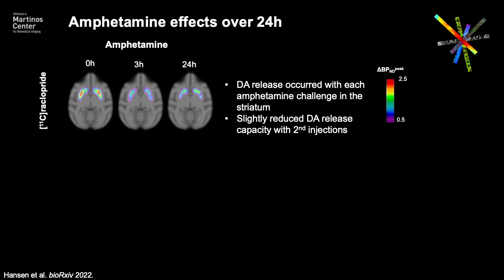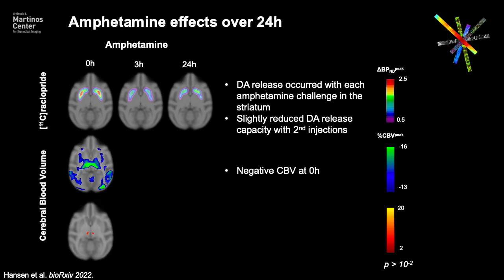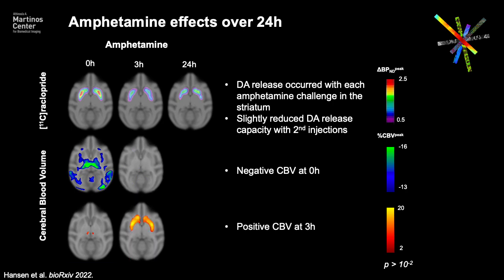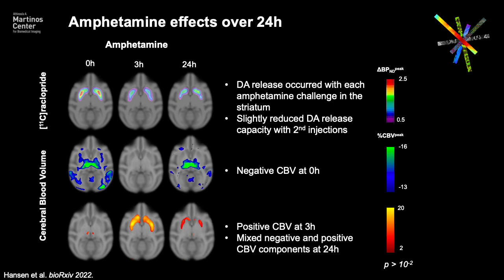Our results of amphetamine effects over 24 hours show that dopamine release occurs with each amphetamine challenge at 0, 3, and 24 hours in the striatum. Our cerebral blood volume data shows that there's a negative CBV change at 0 hours, but there's a positive CBV change at 3 hours, so the sign is completely flipped. And we get a mixed negative and positive CBV component at 24 hours.